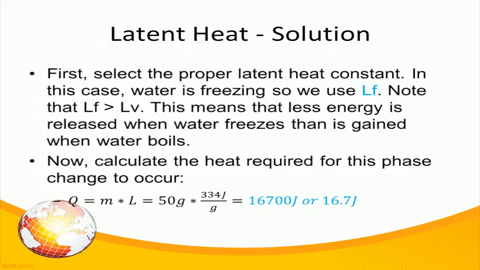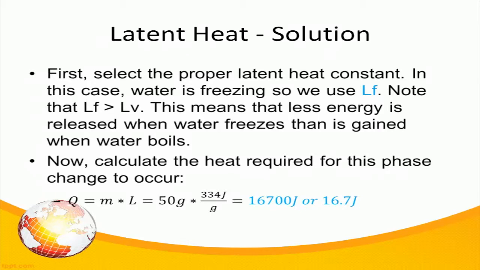Now we can easily calculate the heat loss required for this phase change to occur by multiplying M and L. We need to remove 16,700 joules, or 16.7 kilojoules of heat, to freeze 50 grams of water at 0 degrees Celsius. Note that this equation only works for water at 0 degrees Celsius.